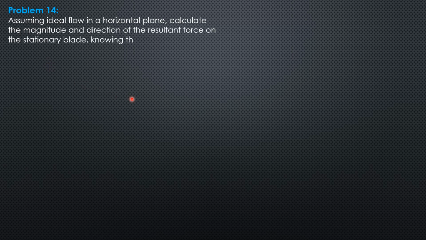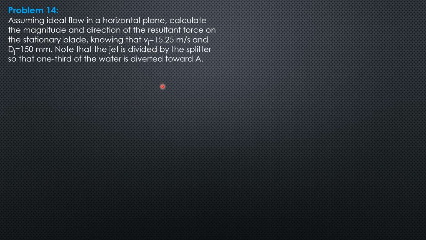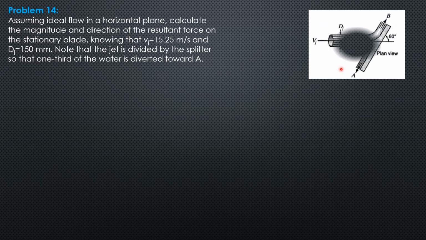Problem 14. Assuming ideal flow in a horizontal plane, calculate the magnitude and direction of the resultant force on the stationary blade, knowing that the velocity of the jet is 15.25 meters per second and that the diameter of the jet is 150 mm. Note that the jet is divided by the splitter so that one-third of the water is diverted toward A. So this is the given figure.